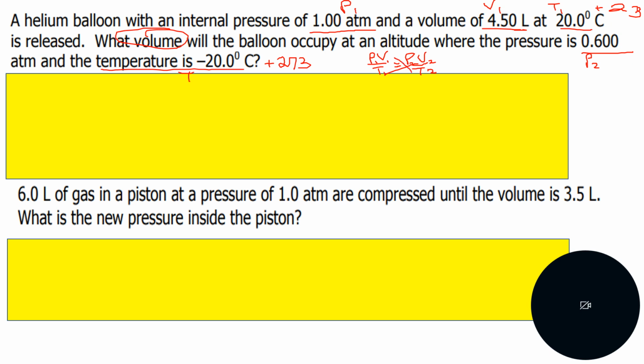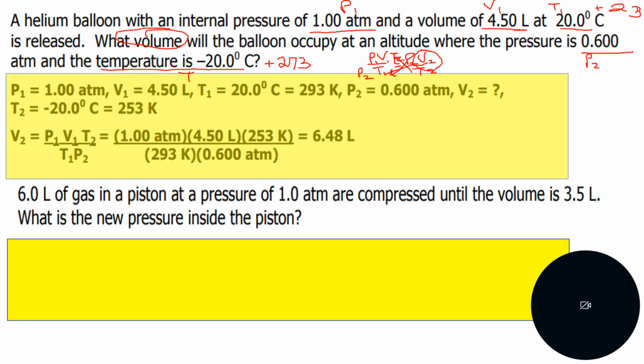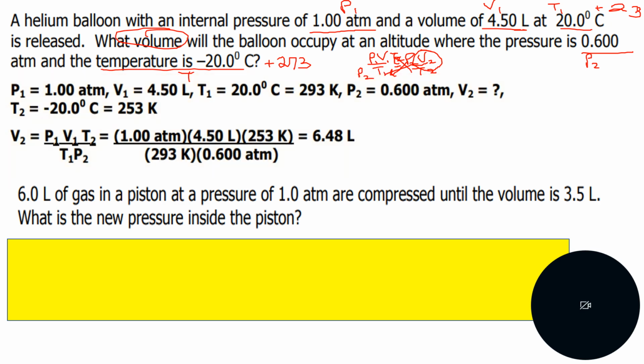So we're going to cross multiply temperature up. Bring pressure 2 down, and that gets you volume 2 all by itself. Plugging in those numbers, you end up with something that looks like this right here. About 6.48 liters will be your answer when you're done. Alright, last problem on this slide.